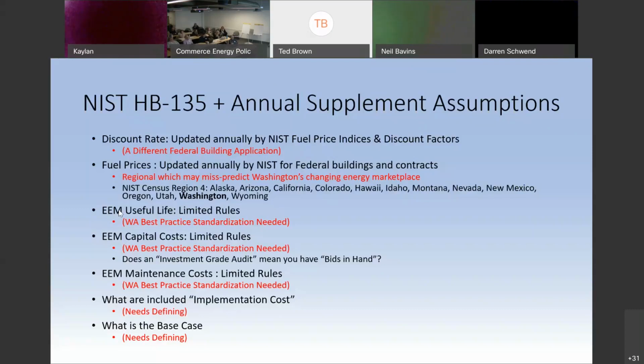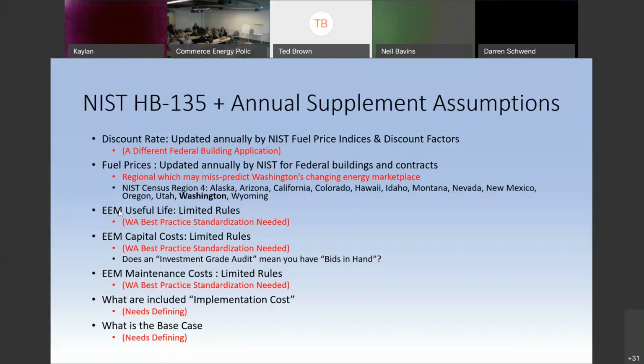We talked a little bit about useful life. There are limited rules, but I think it's pretty clear that we need to build a kind of best practice standard. So we're going to talk some about that today. The capital costs, the same thing. What is the best practice for the capital costs if they're going to be estimated? Or is it that we need a bid in hand? Because that maybe is what an investment grade audit means, which is the terminology used in the bill.